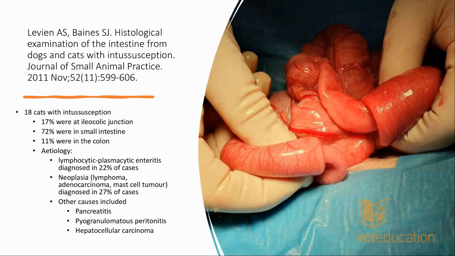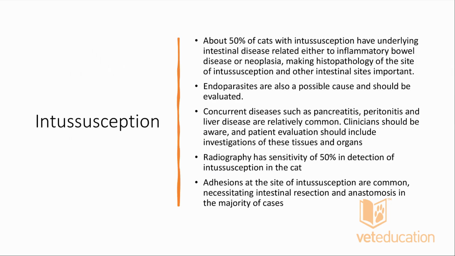Other causes included pancreatitis, pyogranulomatous peritonitis, and hepatocellular carcinoma. This also tells us when we're doing surgery for an intussusception, we need to evaluate the entire abdominal cavity and biopsy, biopsy, biopsy everything you can see that is abnormal, because you might unearth something that is going wrong with these patients. So about half of cats with intussusception have an underlying intestinal disease, either related to inflammatory bowel disease or neoplasia. So make sure you do histopathology of the intussusception and other intestinal sites.